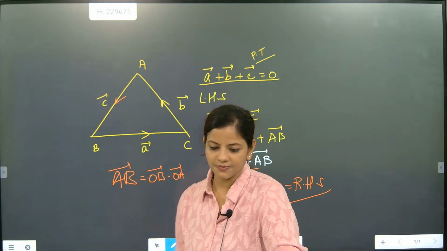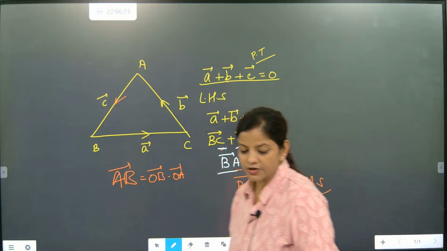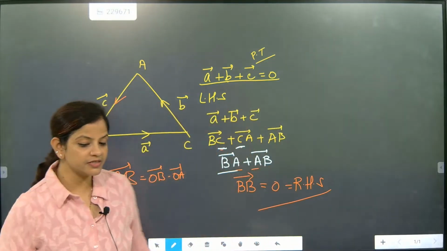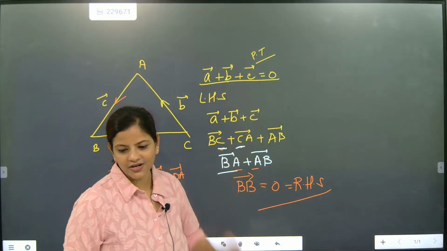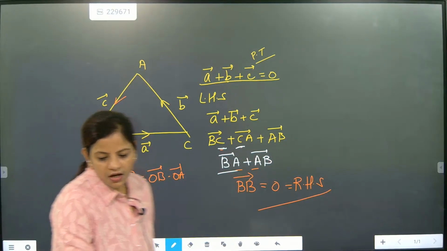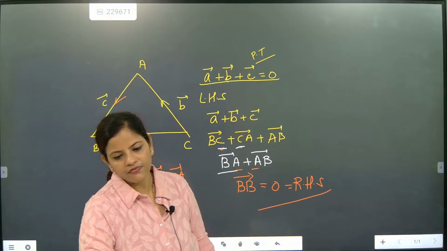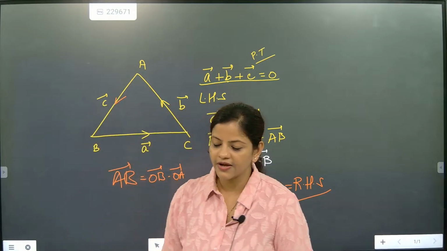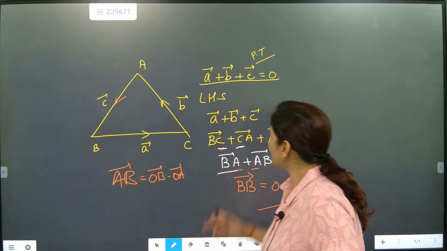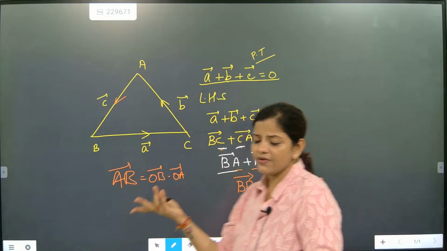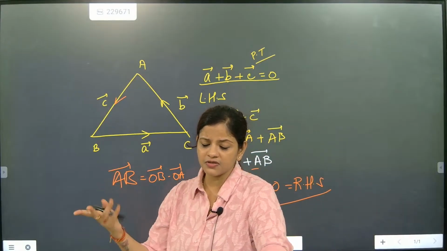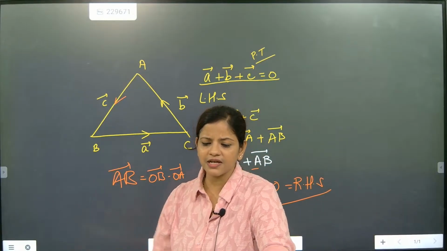So I hope you might have understood this part. What I'm doing here is I just wrote A vector, B vector, C vector, and if I repeat it, it will become B, and that's what I have done. If I do CB, CA, it will just reverse back. AB vector is negative of BA vector.